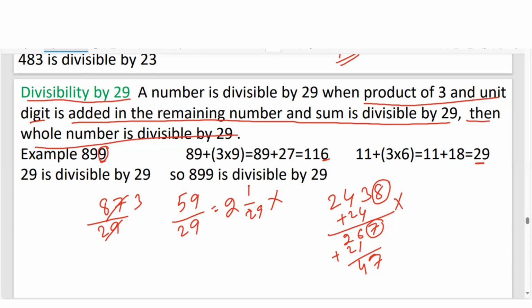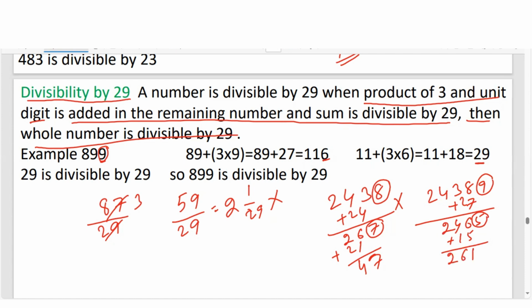In the same way, we can check other numbers. I'm taking a five-digit number, say 24389. This is a five-digit number. Same rule. The unit digit is 9, so 9 into 3 is 27. Just add 27 to 2438, and we get 2465. Again, the last digit is 5, so 5 into 3 is 15. Add 15 to 246. What are we getting? 261.